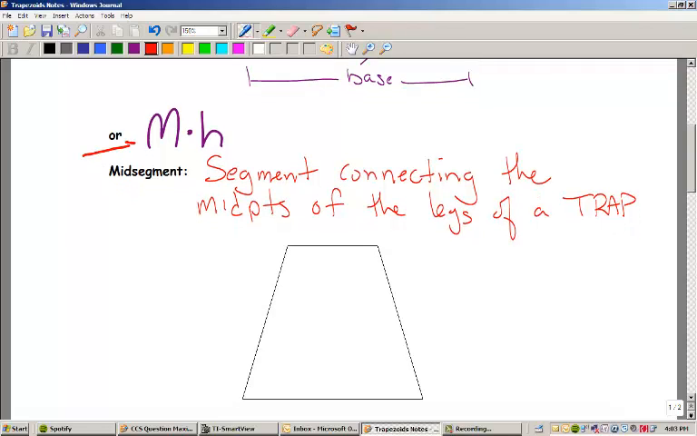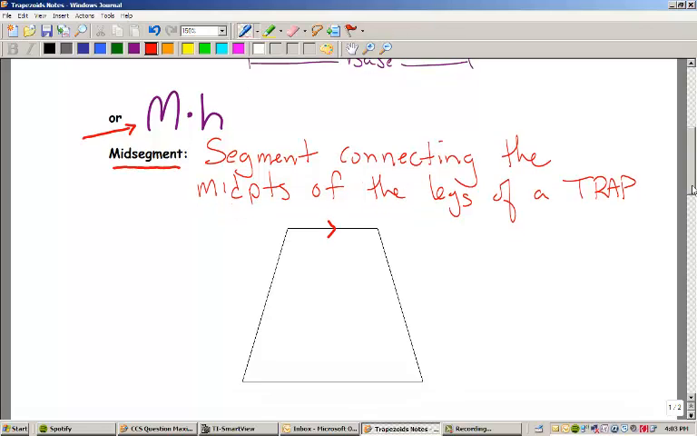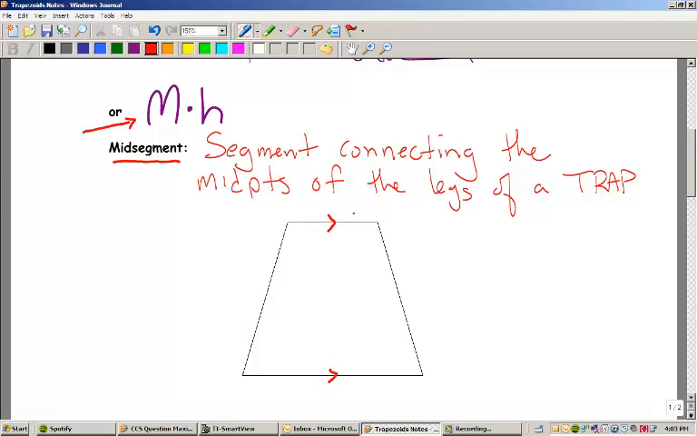And the capital M is something called your midsegment. Now your midsegment is a segment that connects the midpoints of the legs of your trapezoid. So let's say this is a base, and let's say this is your other base. And that means these are my legs. So if you were to find the midpoint of this leg, and you found the midpoint of this leg, and you connect them, that is a midsegment.